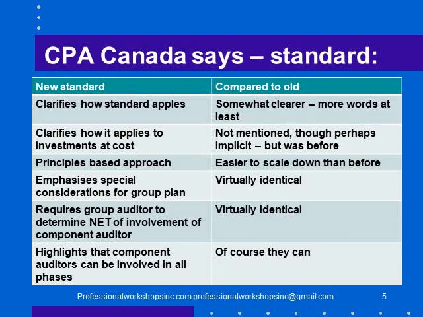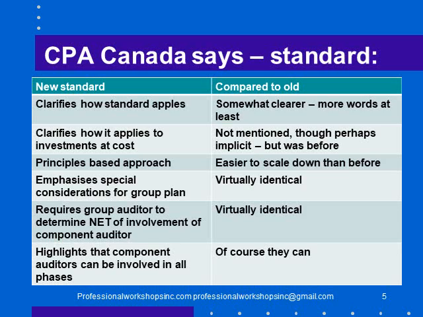Now, CPA Canada says that the new standard has accomplished a bunch of things, and we're going to go through this. It says it clarifies how the standard applies. And it is somewhat clearer, or perhaps there are just a whole lot more words. And I wonder whether if we applied the clarity standard and trimmed away some of those words, it wouldn't just go back to the way it was before. And I don't know that having a whole bunch more words makes something clearer. But anyway, that's what they've done.